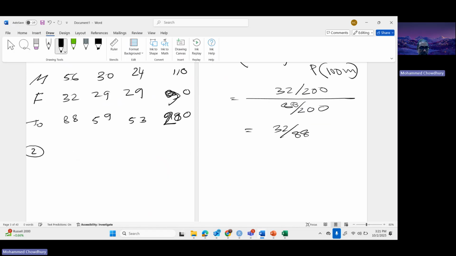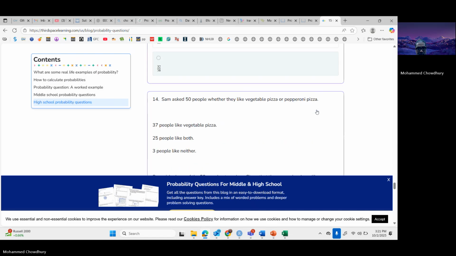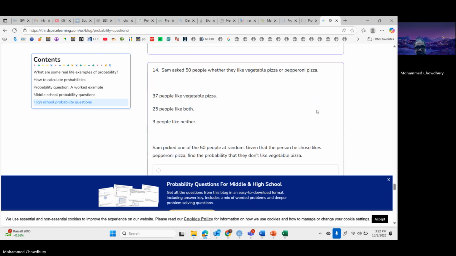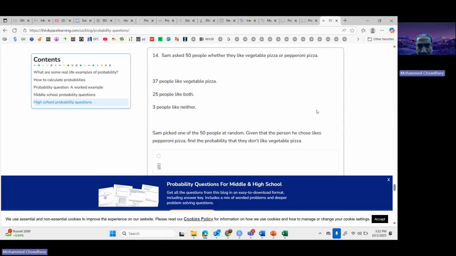Problem number 2. Sam asked 50 people whether they like vegetable pizza or pepperoni pizza. 37 like vegetable pizza, 25 like both, and 3 like neither. Okay, let me see.